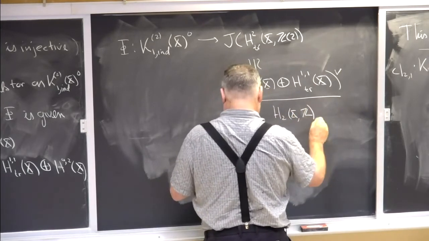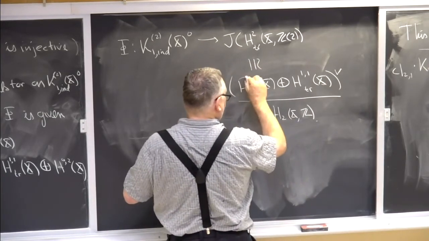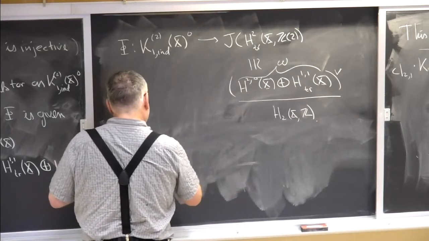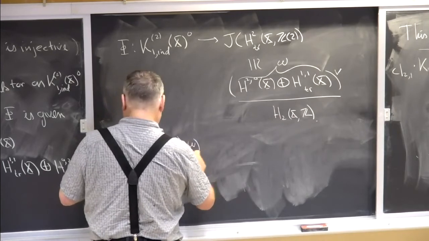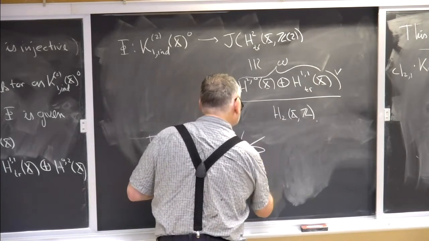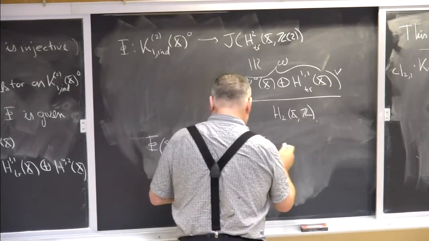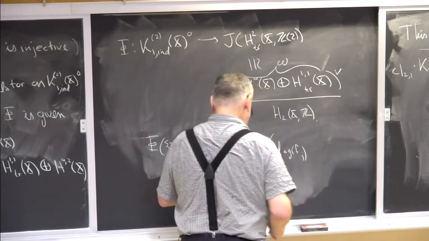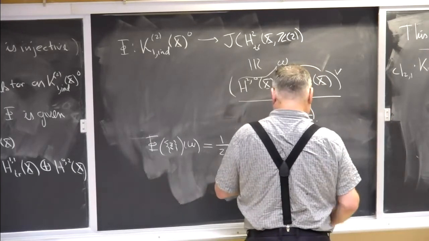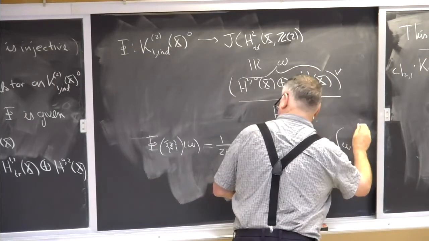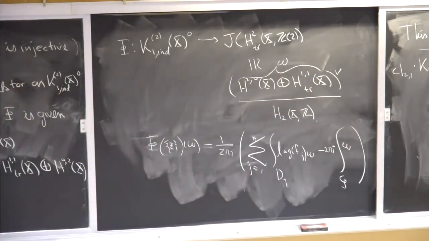Okay, so again, as usual, you take omega belonging to this, and you have, acting on omega, 1 over 2 pi i times the sum, going from 1 to n. We'll take the principal branch of the log function, times omega, minus 2 pi i integral omega over zeta. So that's the full regulator on indecomposables.